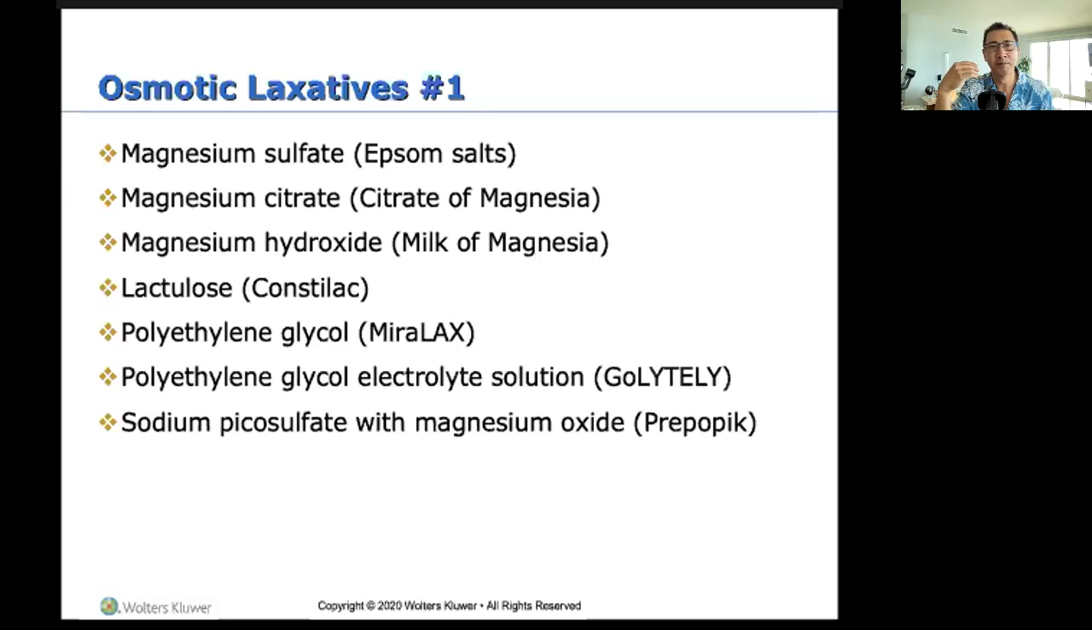Because it's difficult to scope somebody if they have poop or food in their stomach. It has to be clear. And they use GoLytely. Sometimes we give them 8 hours, or longer, to finish this jug of laxatives.